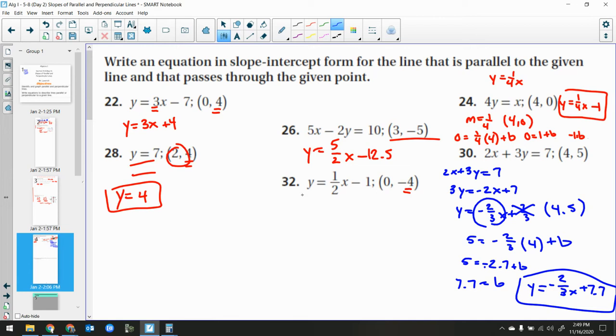Okay. And then my last one here, number 32. The old slope is 1/2, so the new slope is 1/2. Again, don't work smarter, don't work harder. The y-intercept is negative 4. So y is equal to 1/2 x minus 4. That's my answer.